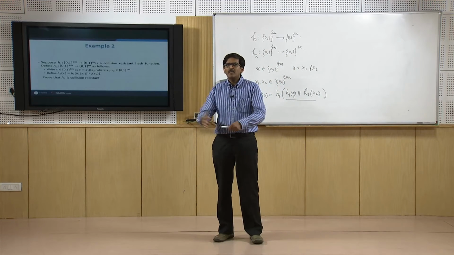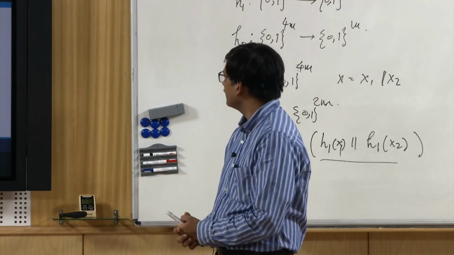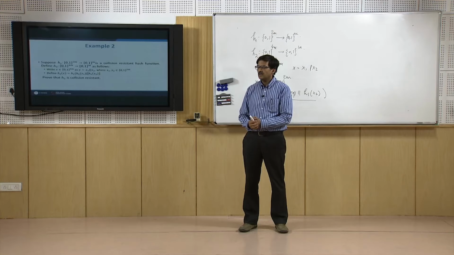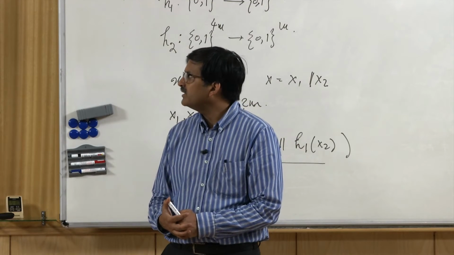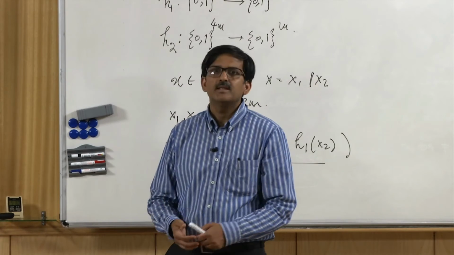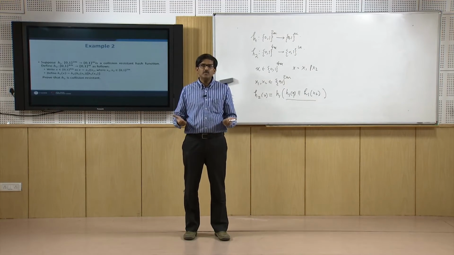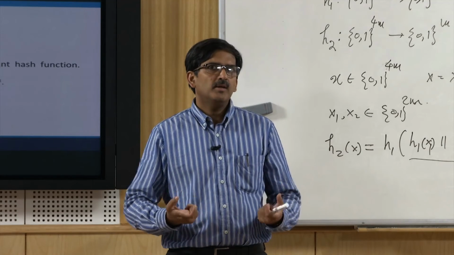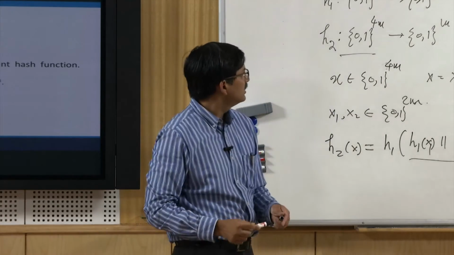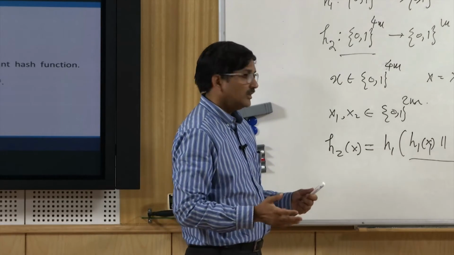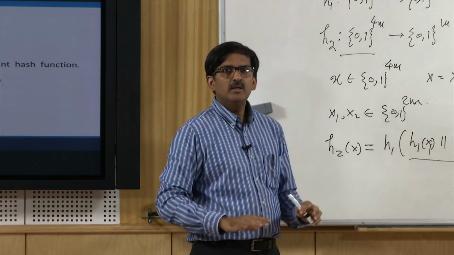Now, I am asked to prove that H2 is collision resistant. The question is how to prove this. What we do is that we in the beginning assume that it is not collision resistant. Suppose if possible H2 is not collision resistant, that means that I should be able to find a pair of elements of {0,1}^4m which has the same image. Now, let us denote this pair by symbols.